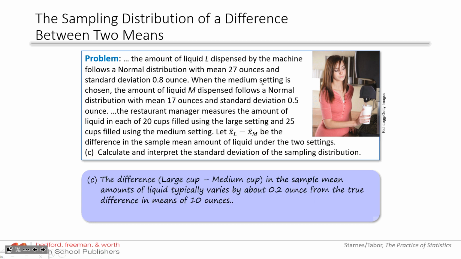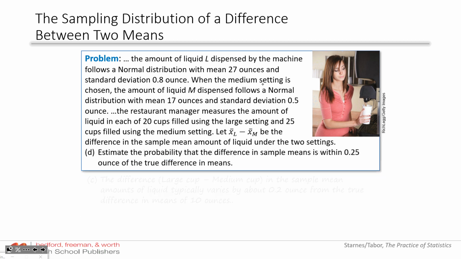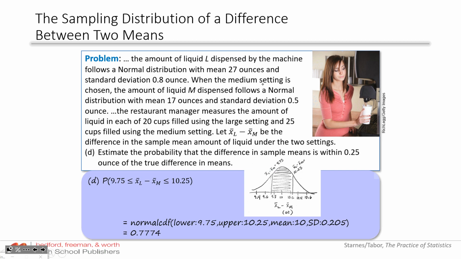And then my interpretation is that the difference in the sample mean amounts of liquid typically varies by about 0.2 ounces from the true population difference in the means, which we calculated a second ago was 10 ounces. All right, so why do we do all this stuff? We do all that setup so that we can answer question D. Let's estimate the probability that the difference in sample means is within 0.25 ounces of the true difference in means.